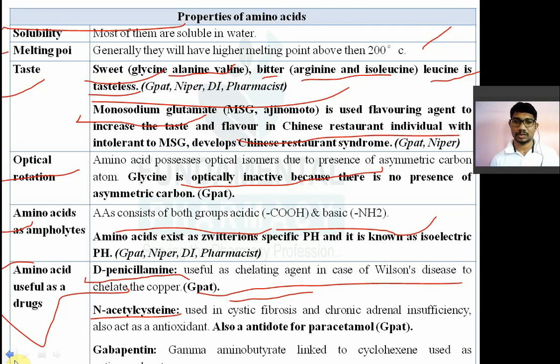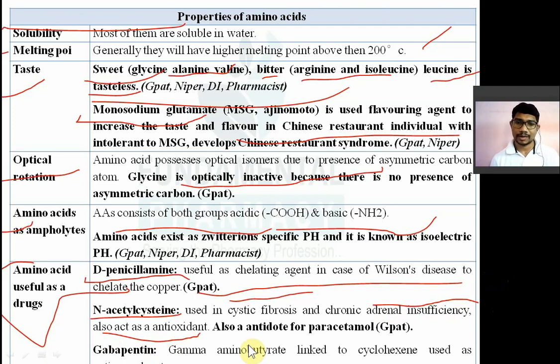Next one is gabapentin. It is again an amino acid, gamma amino butyric acid linked together to cyclohexane. So gabapentin is a drug which consists of gamma amino butyric acid and a cyclohexane ring. That is gabapentin, which will serve as a precursor for GABA. So that is a drug. So amino acids are useful as drugs.